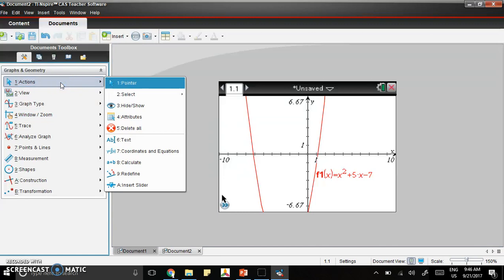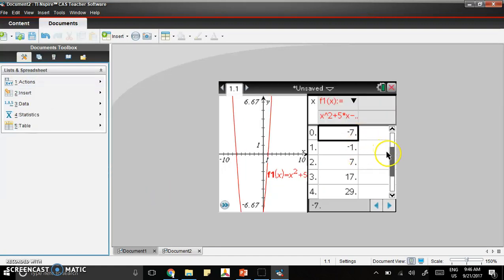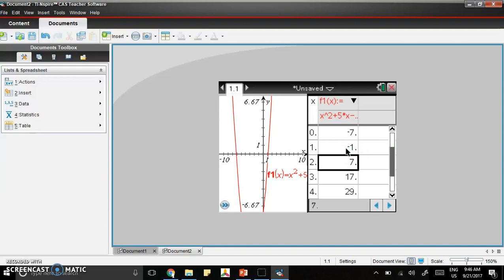So if we go to actions in our graphing calculator, actually if we go to view, we can show the table. And when I bring up my table, I can look just like I would in a table that I made, where does my y value go from negative to positive? So I can look here, and I know that between 1 and 2, it goes from negative 1 on the y to positive 7. So there has to be a 0 between 1 and 2, and there also has to be a 0 between negative 6 and negative 7, because y goes from negative to positive.